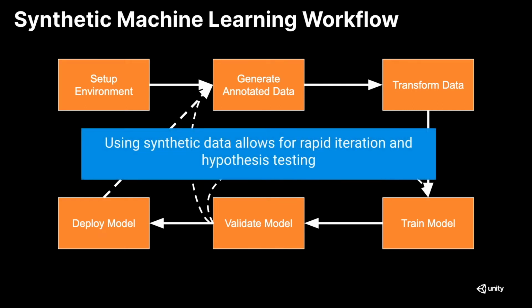So the key point here is that using synthetic data allows for rapid iteration and also a lot of hypothesis testing. What happens if I position the data in this way? How does this impact my model training process?